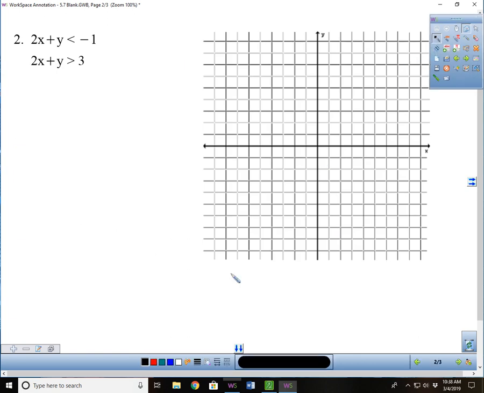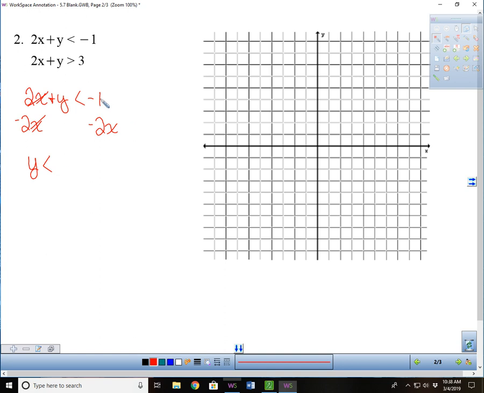Okay, moving on to the second one. So I have not solved for y yet. I'm going to take this top equation and solve for y. So all I need to do is subtract the 2x. And remember, when you move that 2x over, you always want to put it in front of that number that's over there. So I've got negative 2x minus 1. So my slope is negative 2 over 1, and my y-intercept is negative 1.